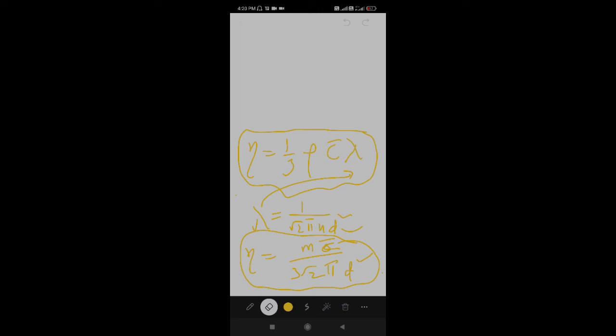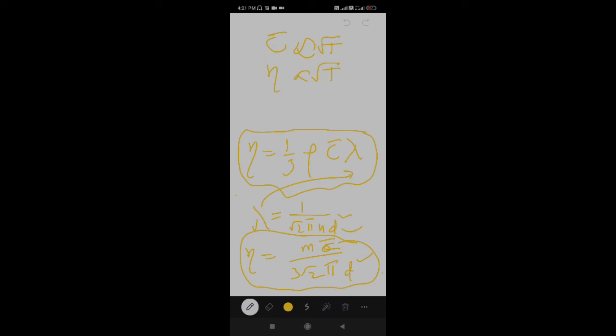Whether the molecules are more crowded or not crowded, it does not matter here. Next, you see that c bar is there in the eta formula. So the coefficient of viscosity depends upon the average velocity of the molecules. Again, average velocity is proportional to root T if you use the formula of c bar. So the coefficient of viscosity is also proportional to root of temperature.